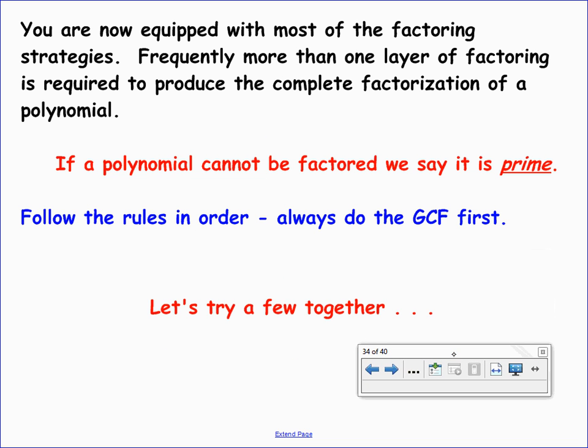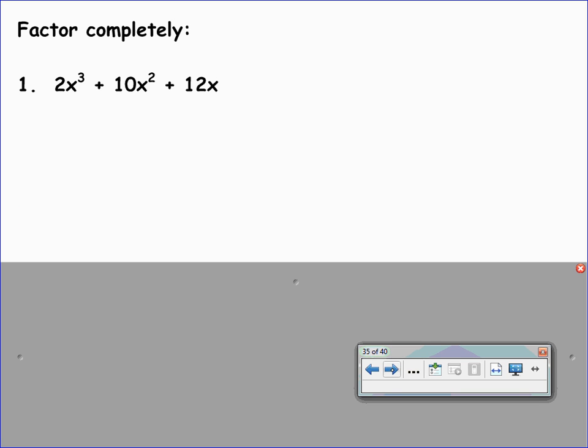All right, guys, so we're now equipped with most of the factoring strategies. Frequently, more than one layer of factoring is required to produce the complete factorization of a polynomial. If a polynomial cannot be factored, we say that it's prime. Just like prime numbers, it can't be factored into any other integer pairs besides 1 and the number itself. So we're going to follow those rules in order and always do the GCF first. Let's try a few together.